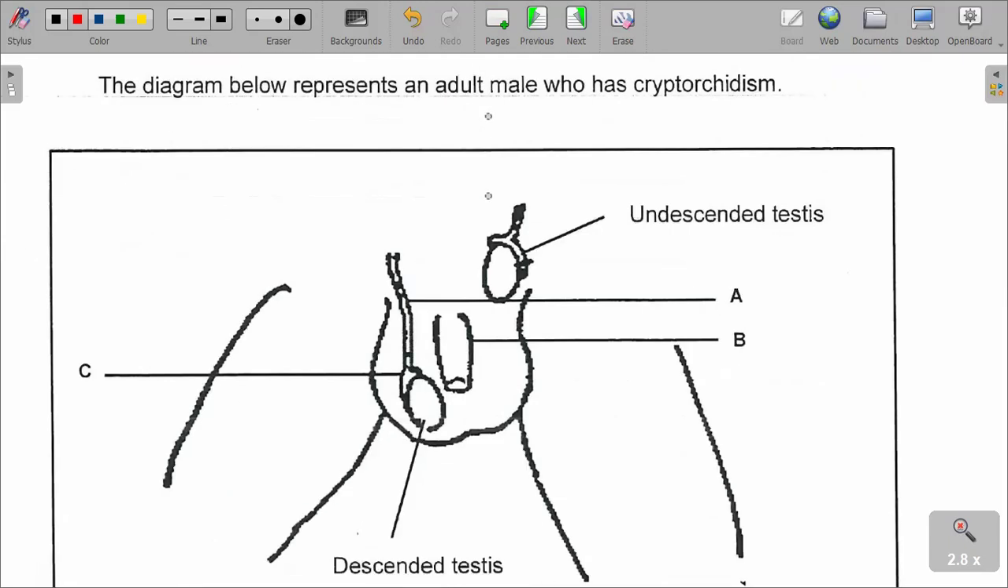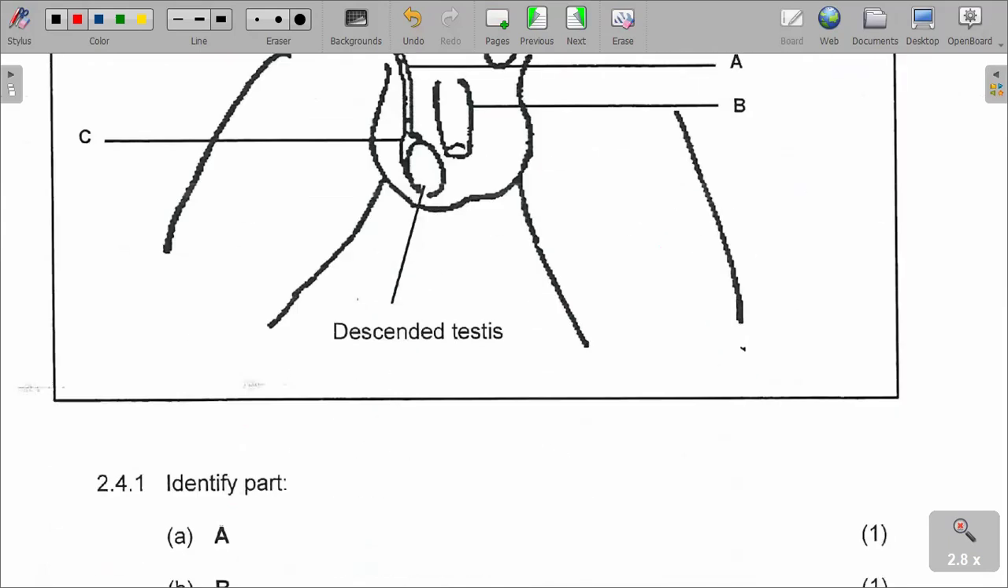So we are given this diagram that represents an adult male who has the condition. So we have got undescended, meaning they are inside, undescended testes, and then we have got descended testes.